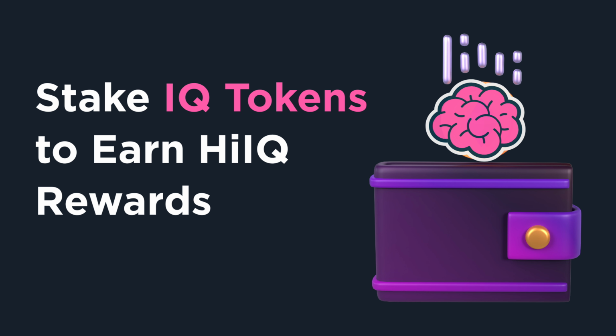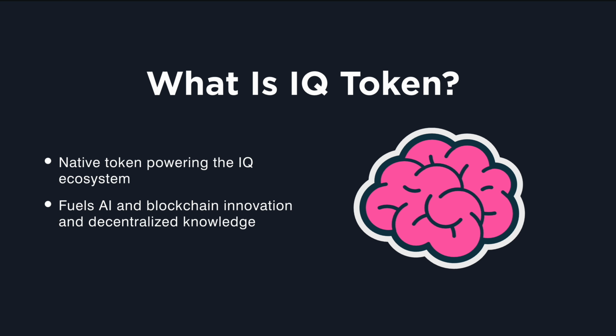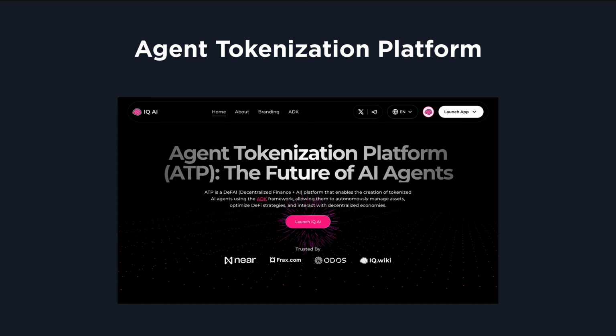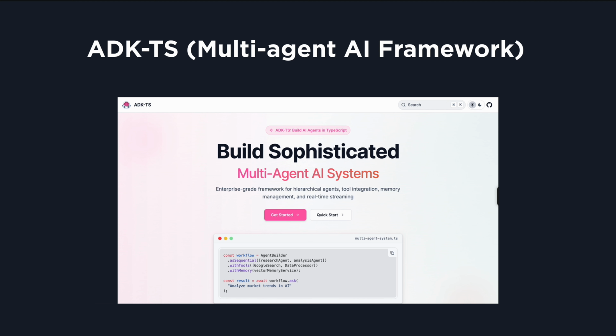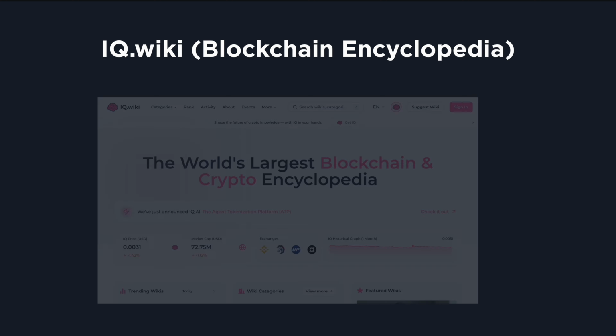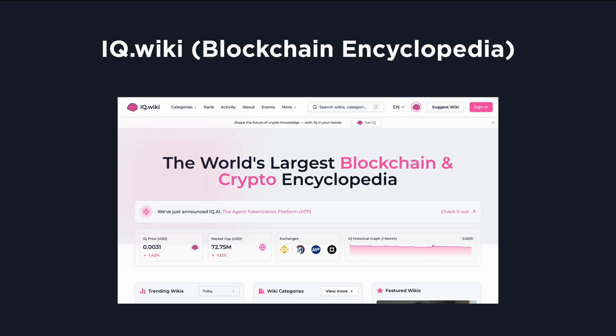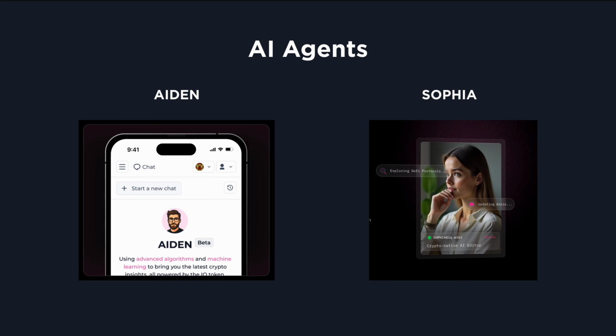The IQ token is the native token that powers the IQ ecosystem, which includes the Agent Tokenization Platform, a platform that allows users to create and deploy tokenized AI agents that can operate autonomously, as well as ADK-TS, a TypeScript agentic framework for building multi-agent AI systems. There is also IQ Wiki, the world's largest blockchain and cryptocurrency encyclopedia maintained by the IQ community, and AI agents like Aiden and Sophia that handle blockchain knowledge and content creation.